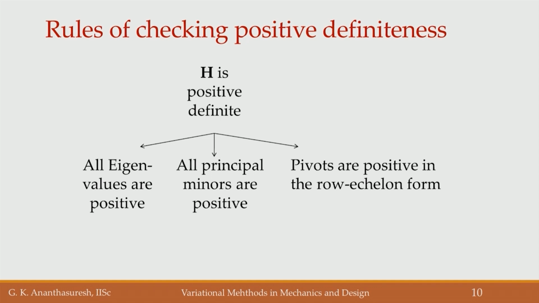If you keep on removing rows and columns, we get the principal minors. All of them have to be positive, or the so-called pivots that come about when you take the matrix and reduce it to the row reduced echelon form. If all pivots are positive, that also is a test for positive definiteness.